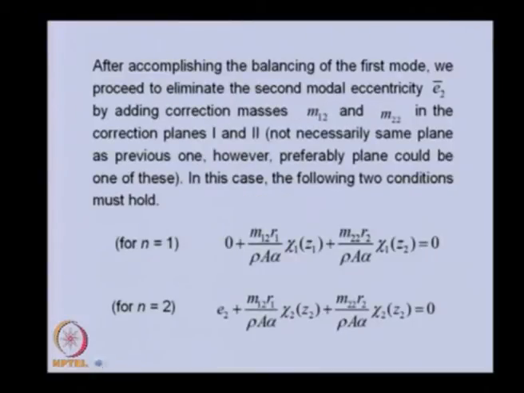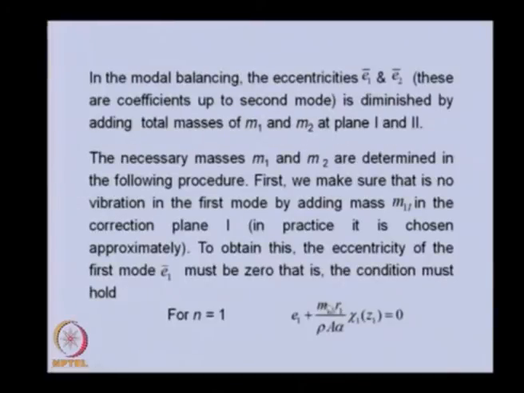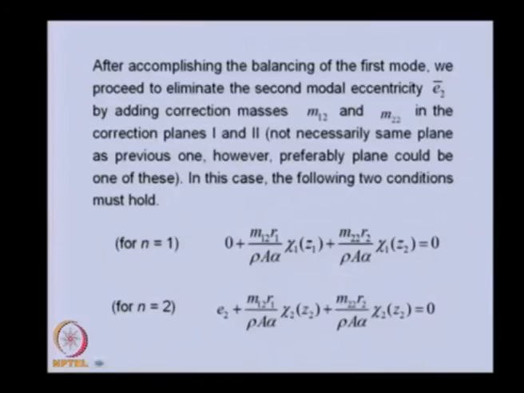Now, once we accomplish this, we will be rotating the rotor around the first critical speed. We will choose this particular mass such that the responses are diminishing. That means this E1 we expect will be 0 corresponding to this particular mass.